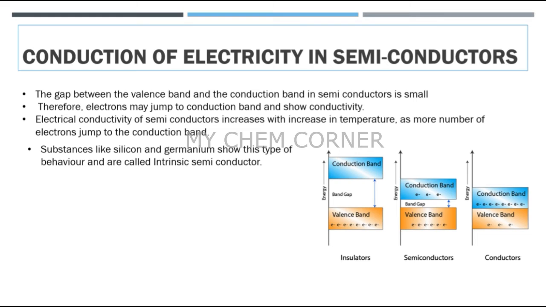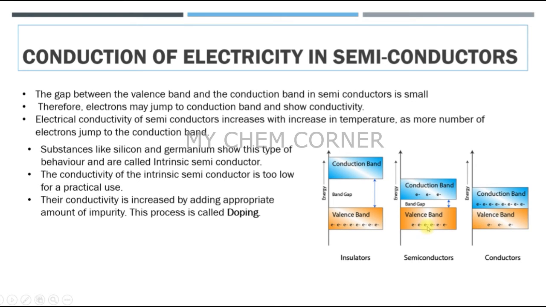Now, what kind of elements in your periodic table show these semiconductor characters? These are substances like silicon or germanium, basically your group 14 elements. They show properties like a semiconductor. The conductivity of an intrinsic semiconductor is too low for practical use. So say you want to do some experiment in the lab, we don't generally prefer a semiconductor because the conductivity is much lower. So instead they prefer a conductor.